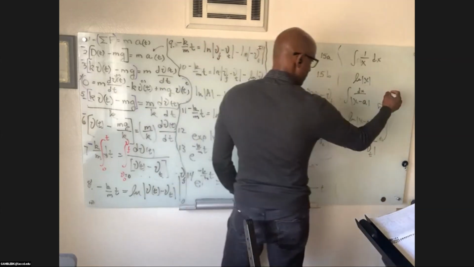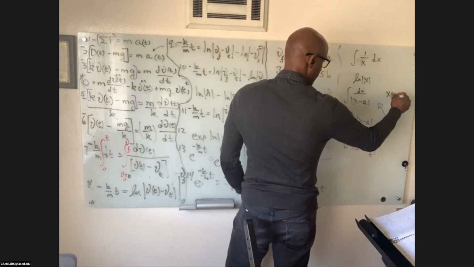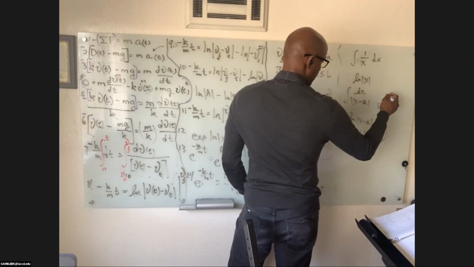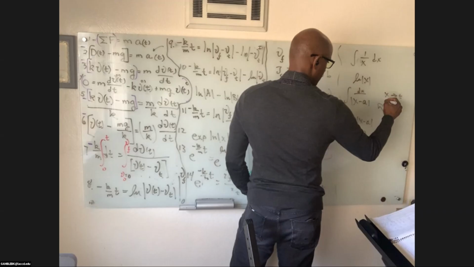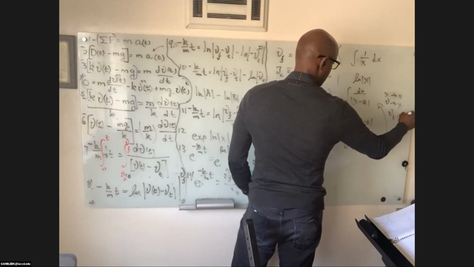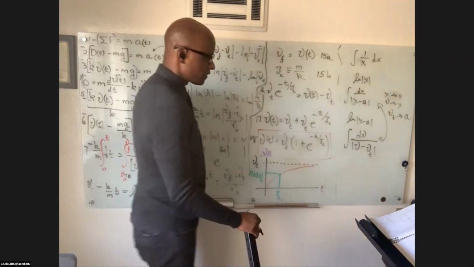I guess x is like t, and v is like x, and v of t is like the constant a. I just use different symbols. Do you see that? Okay, I see. Yeah, I see it now.